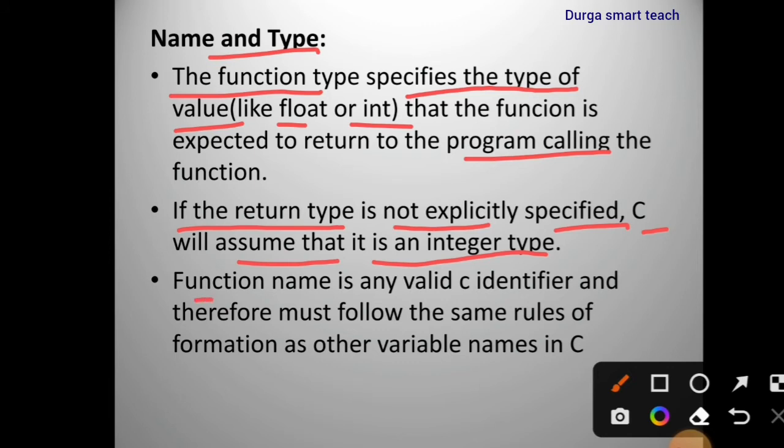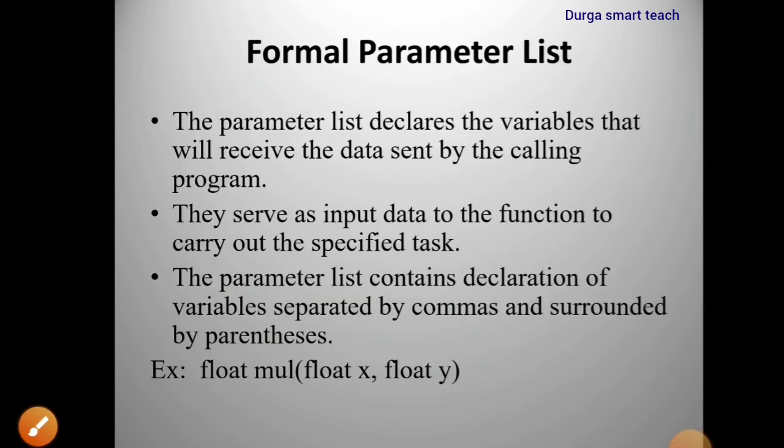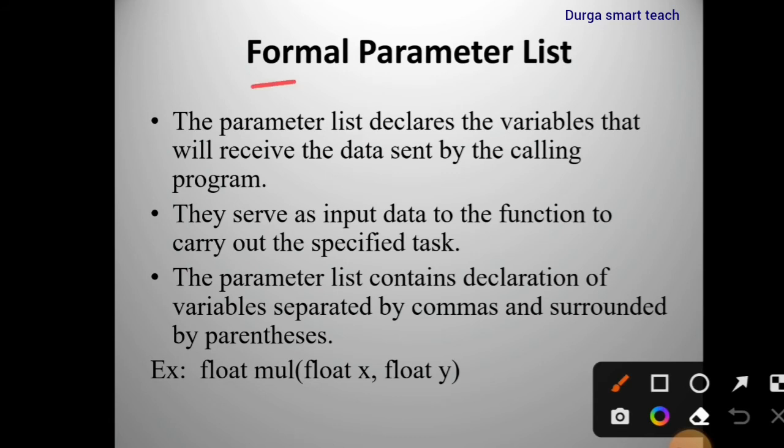Function name is any valid C identifier and therefore must follow the same rules of formation as other variable names in C. The function name should not start with a digit, blank spaces are not allowed, and the function name should not be a keyword. Those rules are applicable to the function name also. Next one is formal parameters.